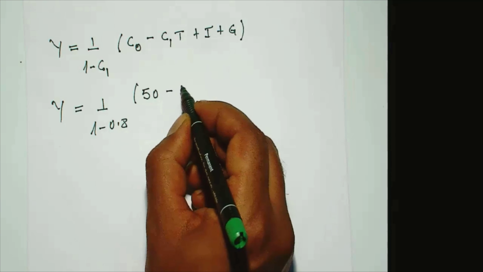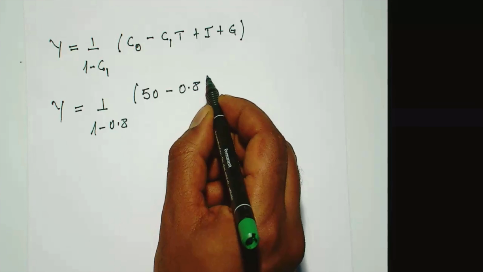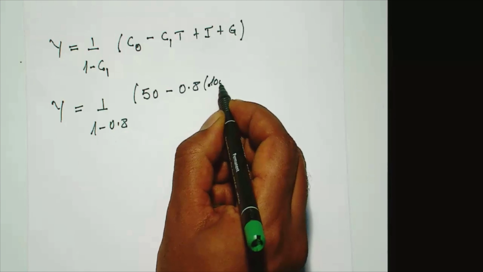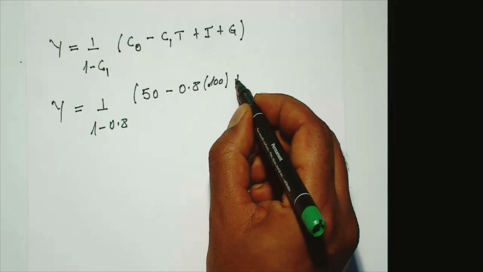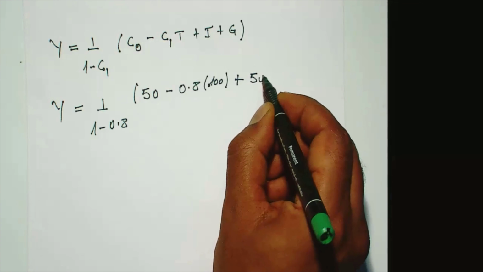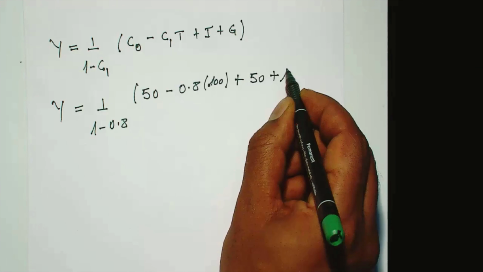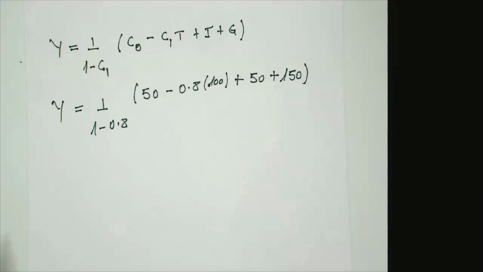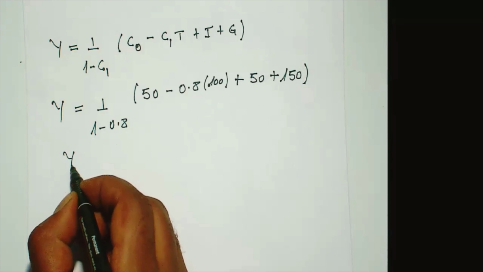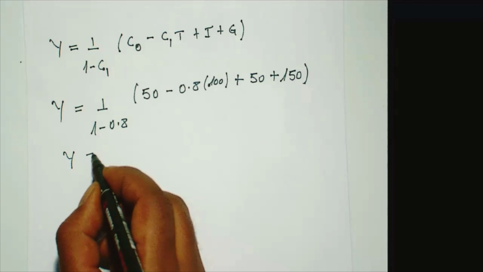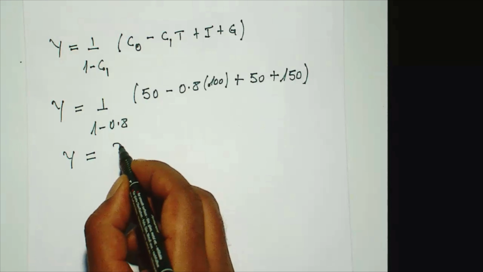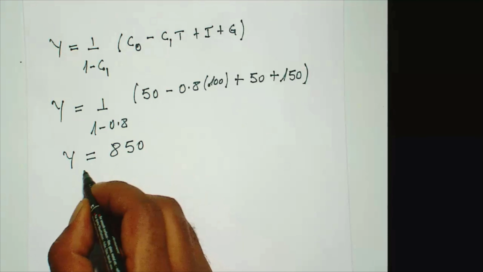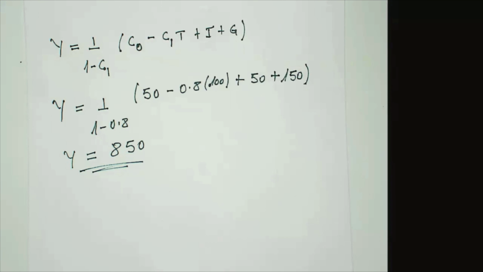So C0 didn't change, C1 didn't change, tax didn't change as well, investment didn't change, but our government expenditure changed to 150. So if you do the calculation on your own, you would reach a value which says our equilibrium level of income would be 850 units.